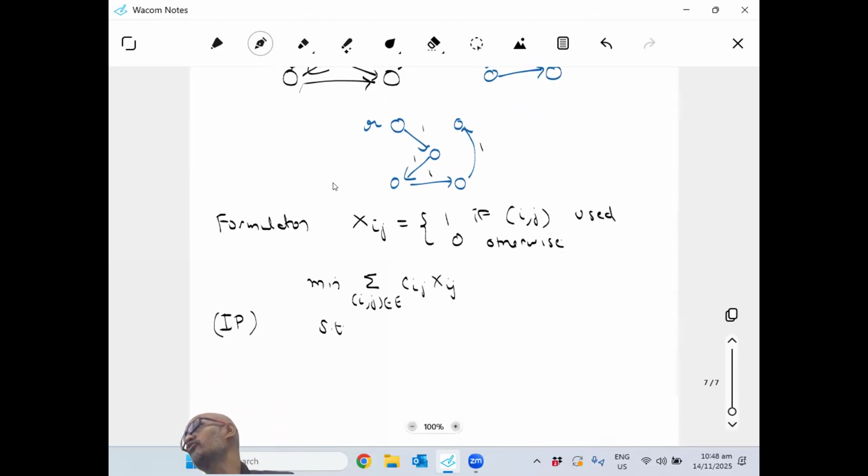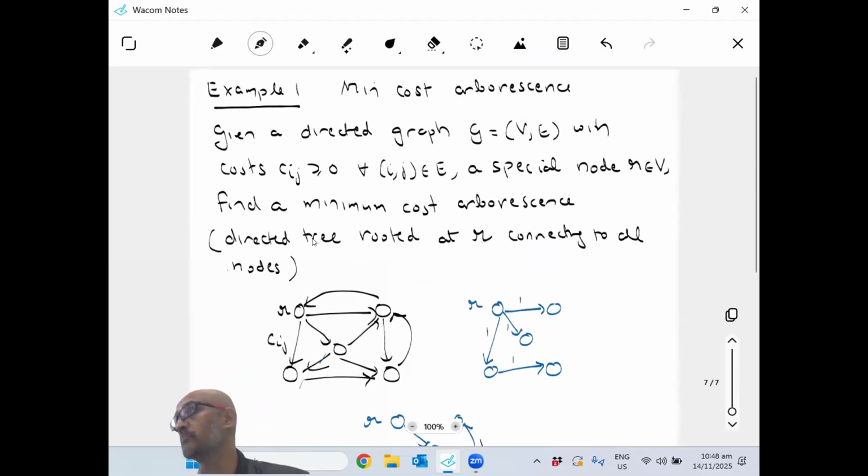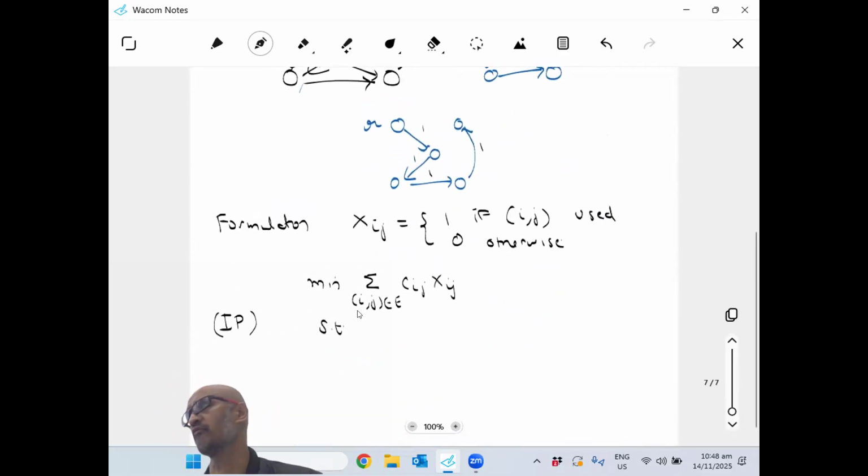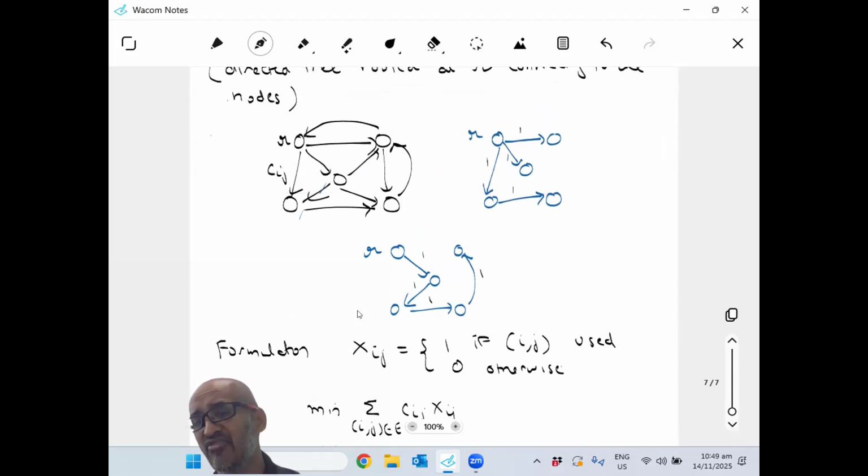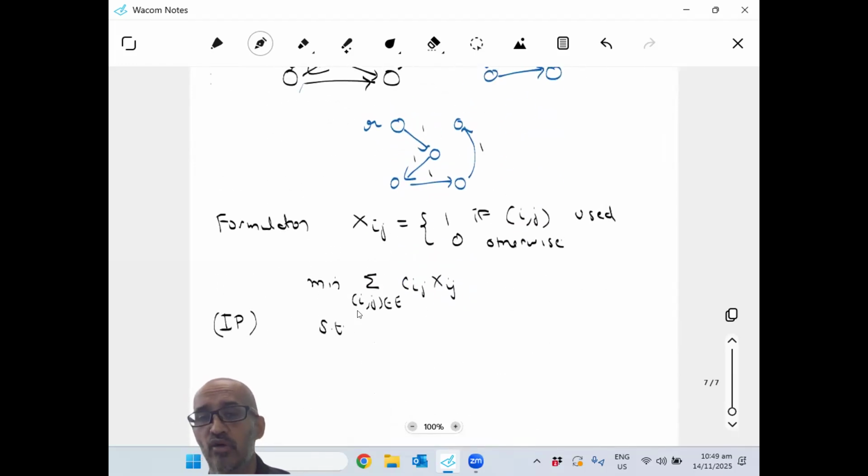so I have to keep track of the fact that there's a directed spanning tree. There are some ways you can write this. One way you can write it is, you take any subset of nodes which contain, so clearly Xij has to be 0, 1, so that is it.